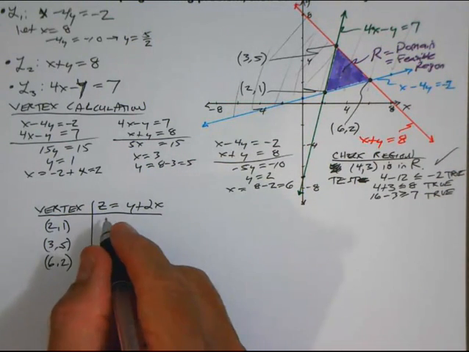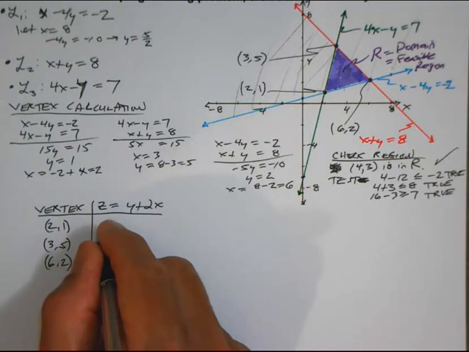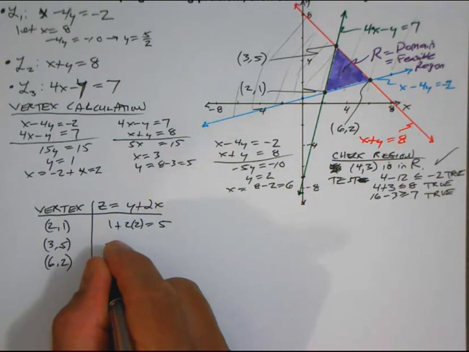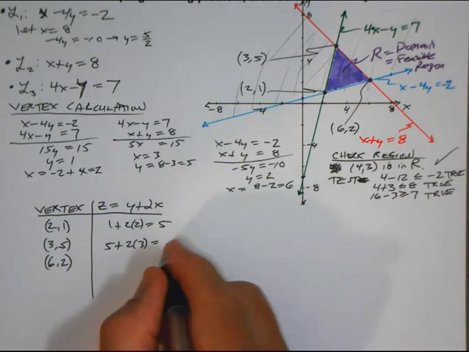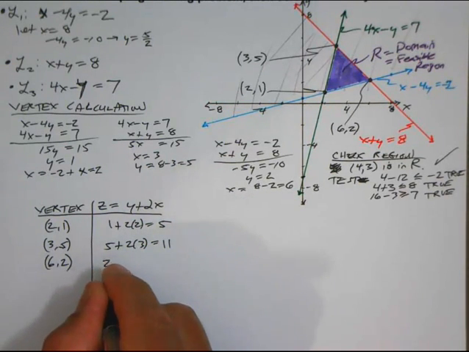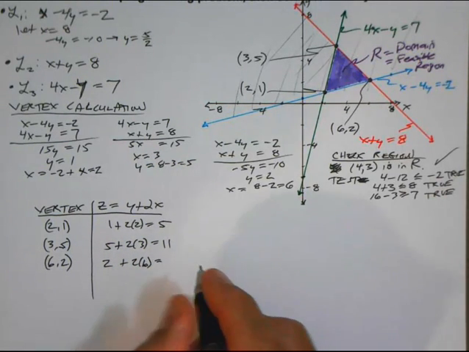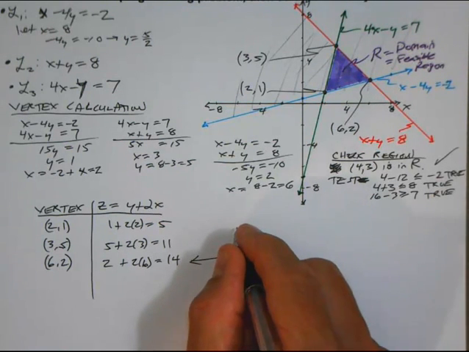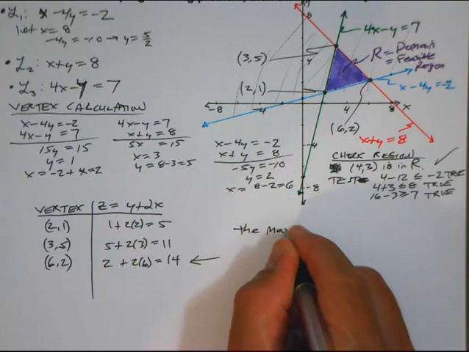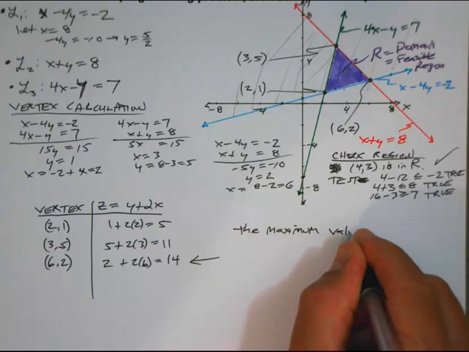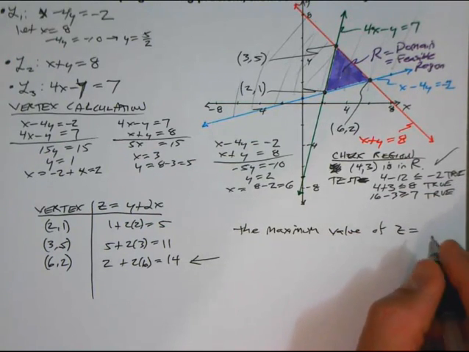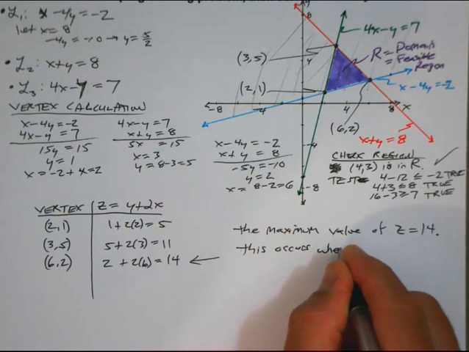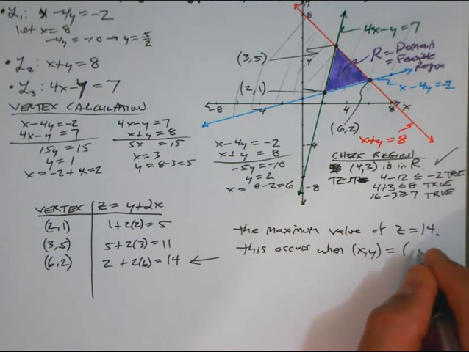Okay, let's go ahead and compute the value of z at each of these vertices. Y plus 2x. This would be 1 plus 2 by 2, known as 1 and 4. That's 5. In this case, y is 5 plus 2 by 3. That gives us 11. In this one, we would get 2 plus 2 by 6, known as 14. Alright, we seek a maximum value right here, ready to make a conclusion. The maximum value of z equals 14. This occurs when xy equals 6, 2.